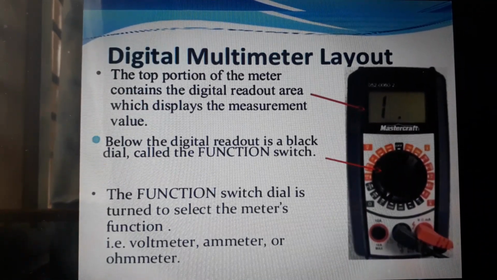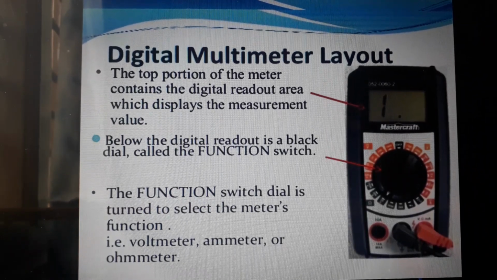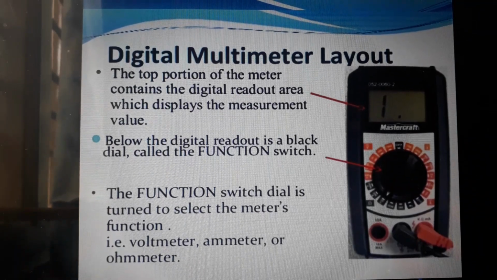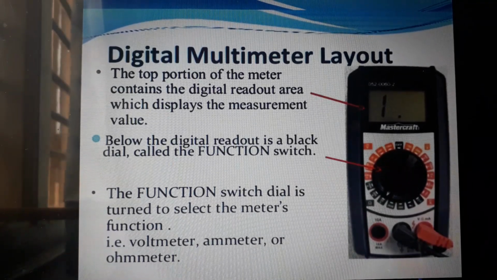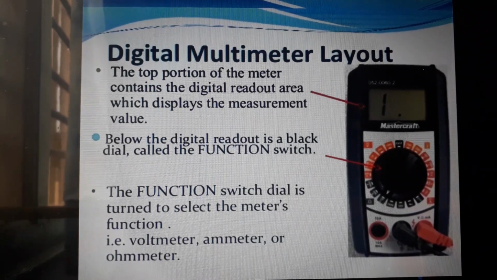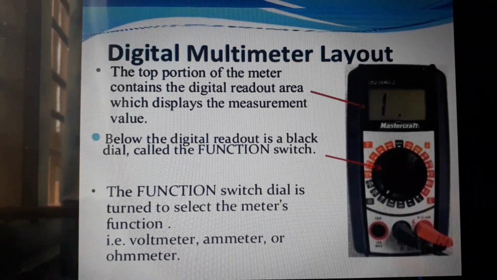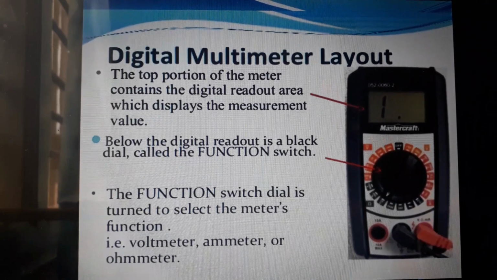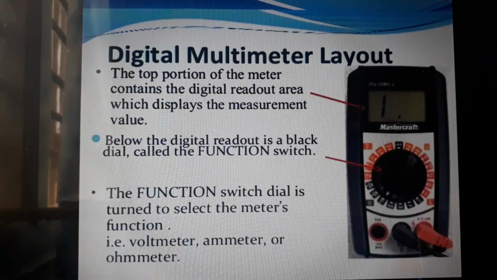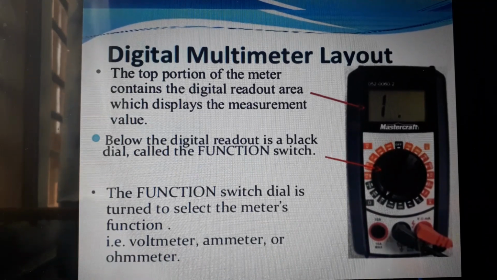The next term is multimeter layout, how the multimeter appears. For our convenience, we are classifying this multimeter into two parts, the upper and the lower part. The top portion of the meter contains a digital readout area, where the numbers appear, which displays the value that we are measuring, whether voltage, resistance or current.